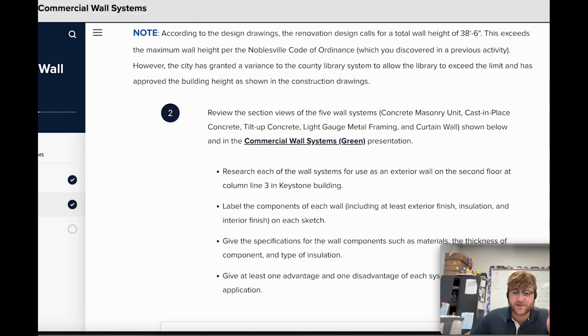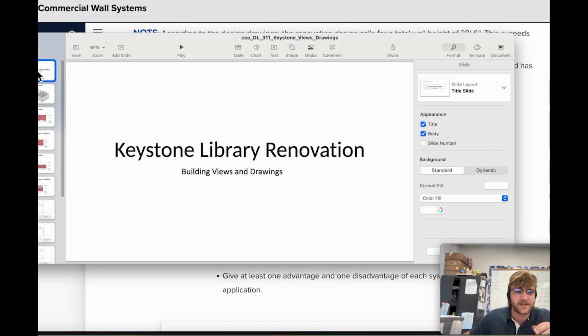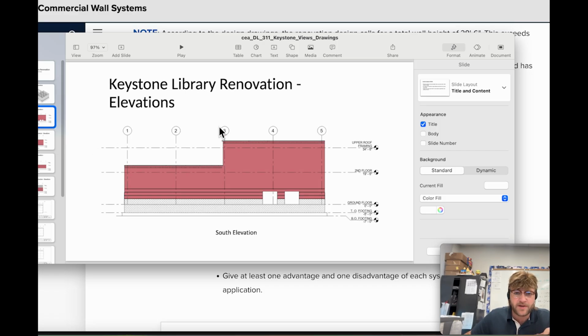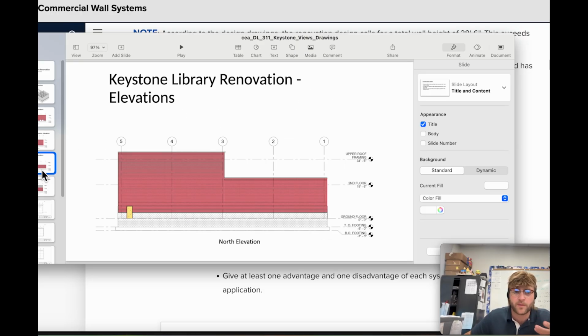And so if we actually bring up this presentation here, so this is that downloaded presentation, you can end up seeing this a whole lot better. And so this is the 3D view of the actual library itself. We have the second floor that's added on. And what we want to know is that column line 3, which is right here, it's going to be the wall that's on here. We want to know what type of wall are we going to end up using. So this is just the north elevation view here too.